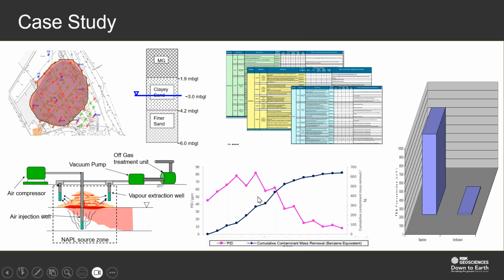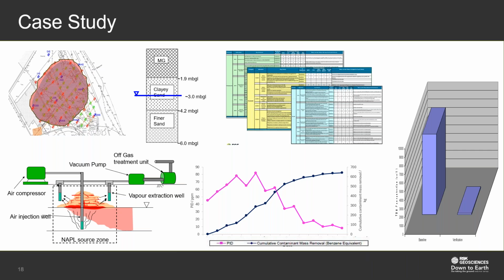Now, this graph here shows the cumulative contaminant mass removal, and also the measured PID readings collected during the remediation system. And then we collected the groundwater samples also to assess the groundwater quality. The groundwater concentration also went down quite significantly, and the chart here shows the significant reduction of benzene in groundwater by the end of the remediation. Now, overall, we have achieved more than 90% reduction in the dissolved phase concentration, and we met our remediation target at our site.